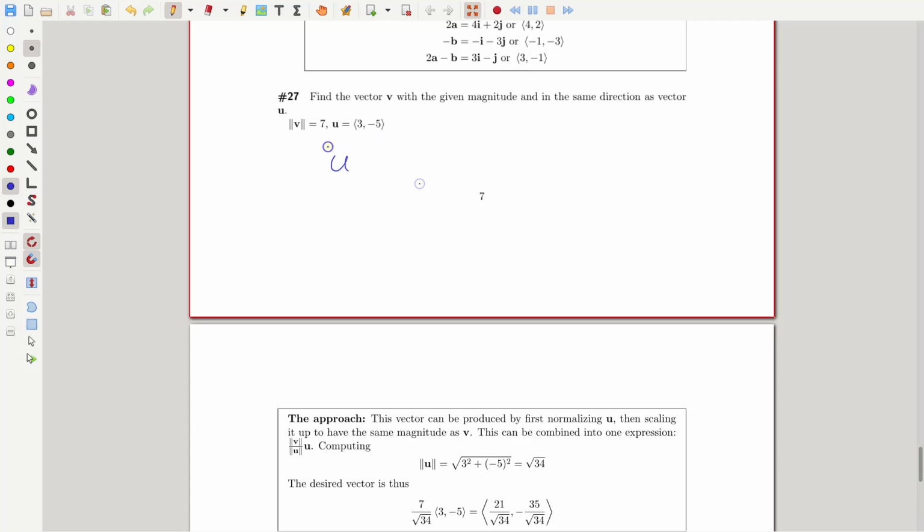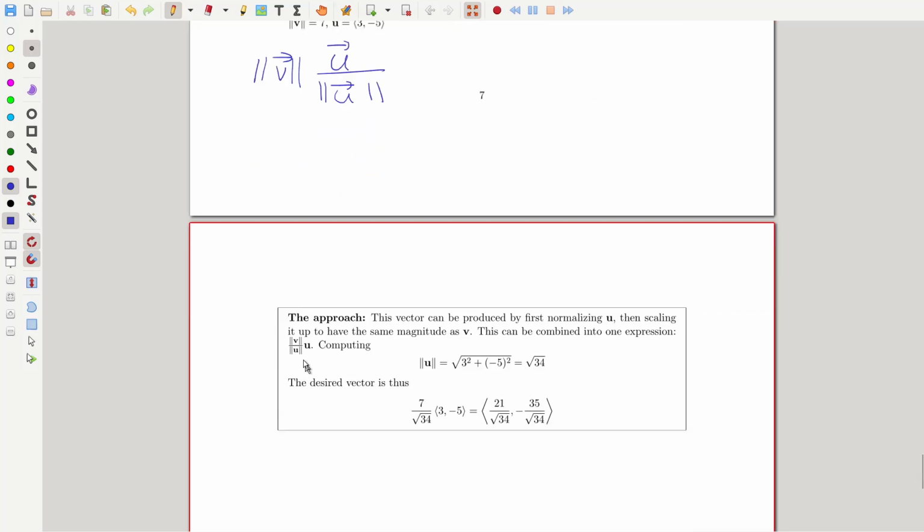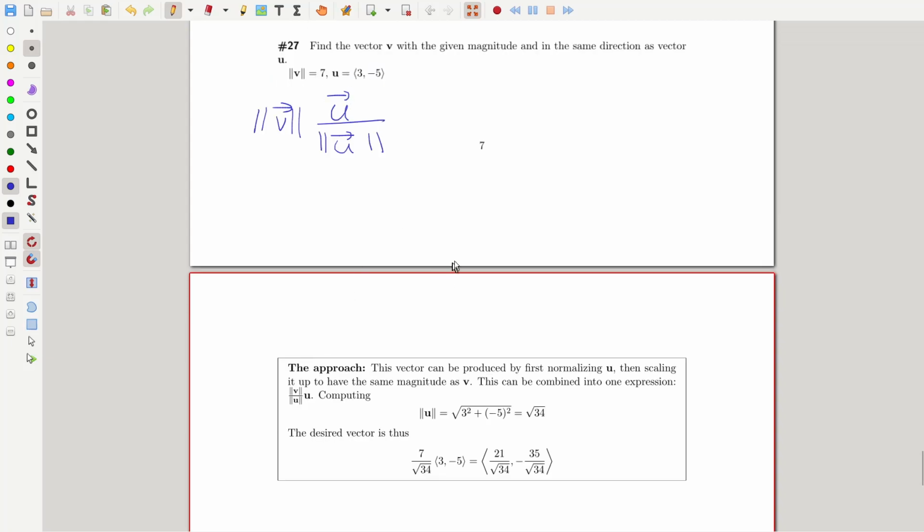Normalizing this vector looks like this. We divide by its magnitude, so we end up with this expression. This is the unit vector in the direction of u, and then we scale it up by the length of v in order to get the rest of the problem to match up. Multiplying by the length of v will scale this unit vector up to the length that we are asked for. And then if you want, you can re-express this in this format, as I've done. So this is the overall idea of how we approach this problem. Now let's actually do it for these specific numbers.